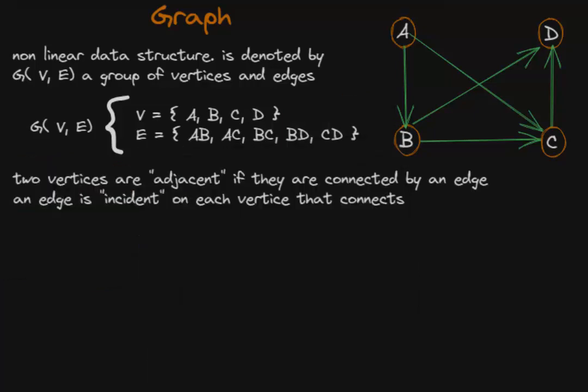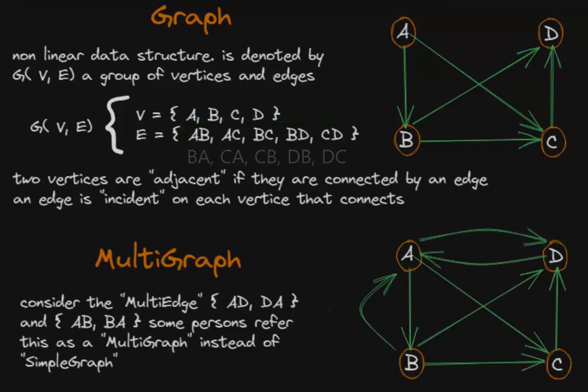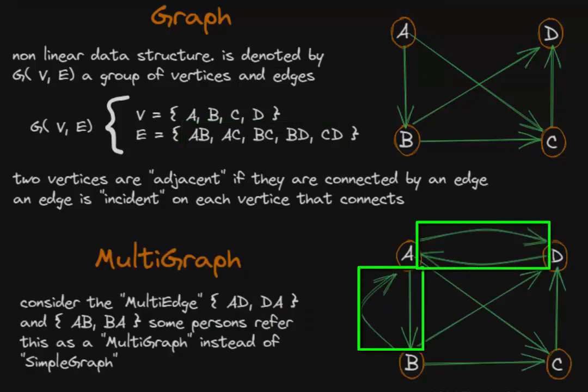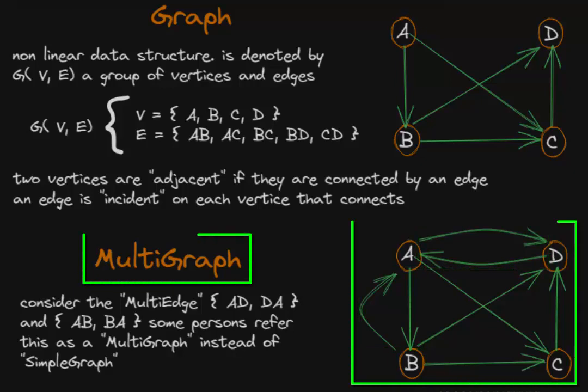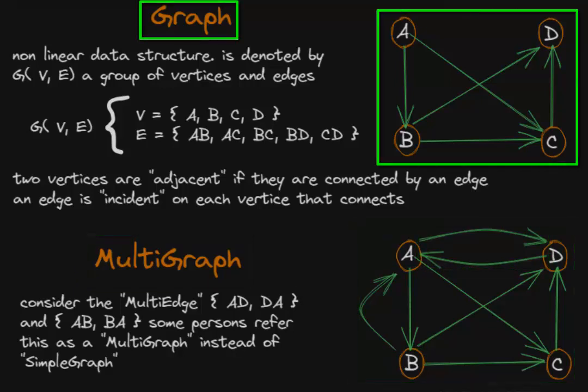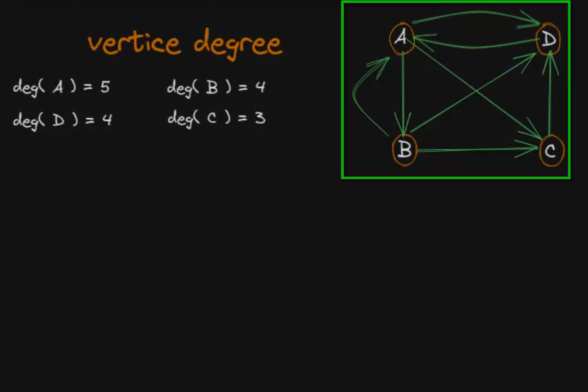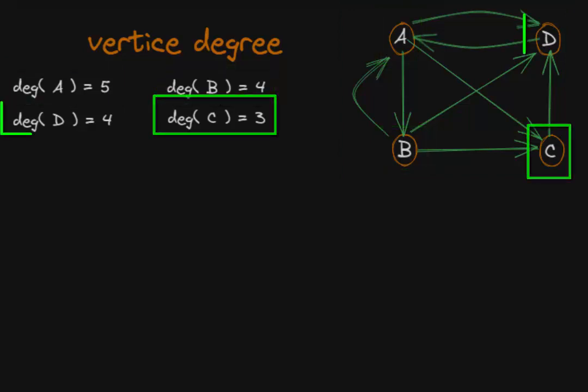During this video, we will discuss non-directed graphs, so any of these connections can be written in any direction. If the graph involves any multiple connection between two vertices, it is called a multigraph, otherwise it's a simple graph. The degree of a vertex is determined by the number of connections that involve it. For example, in this graph, each vertex degree is denoted in this way.